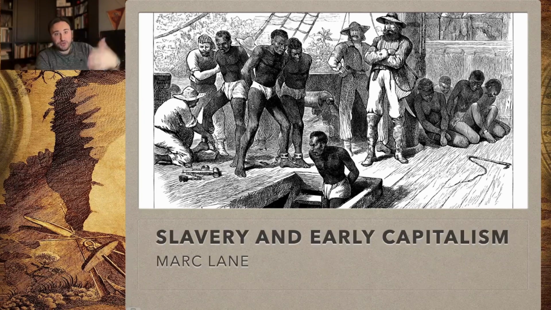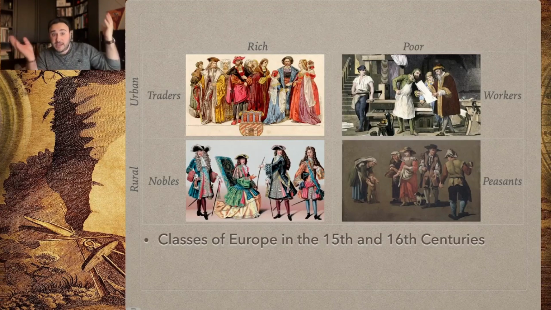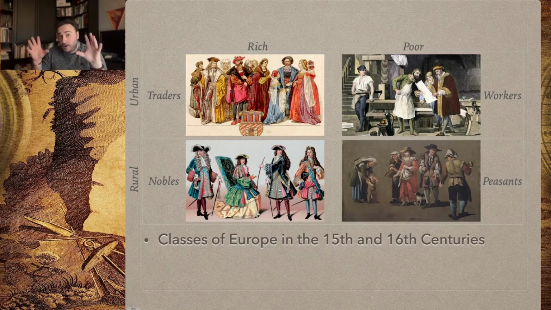So, in order to do that, I kind of want to highlight something that I talked about in Lecture 2, which is to say, these four classes, this division of Europe into four main classes, four main groups of people, if you will, right? You have your urban-rural divide and your wealth divide. And that this sort of divides Europe into four quadrants of classes, right? Your urban rich, your urban poor, your rural rich, and your rural poor. The traders, the workers, the nobles, and the peasantry.